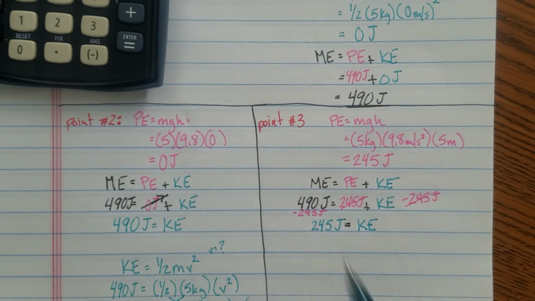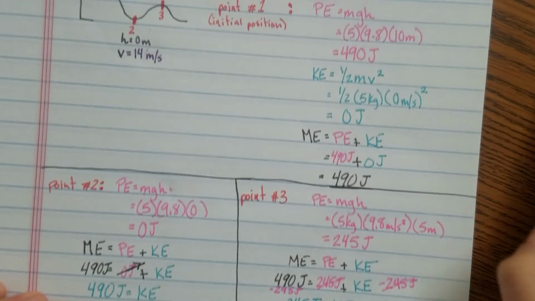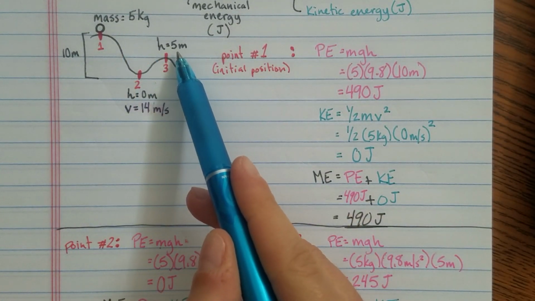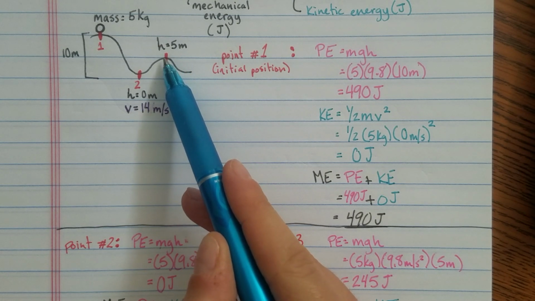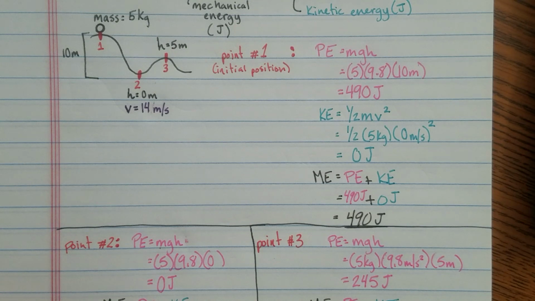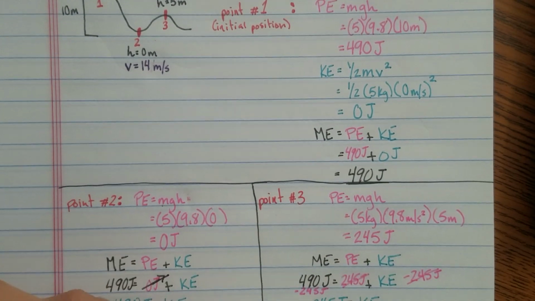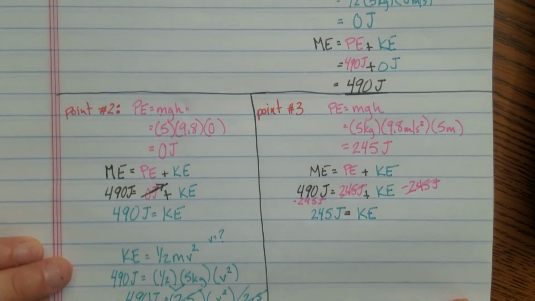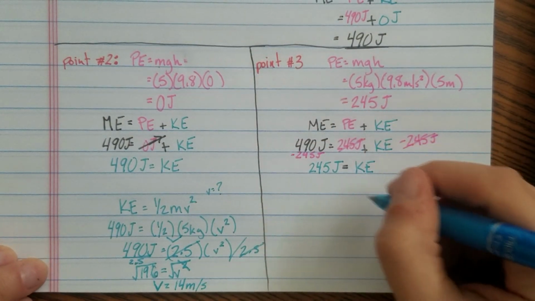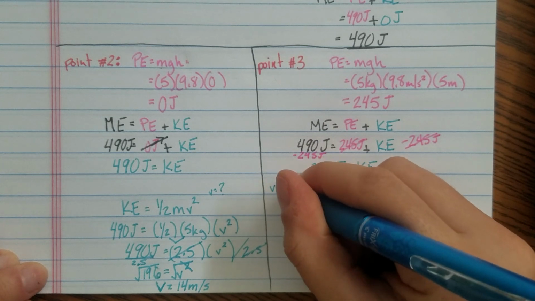Last step, I want to know how fast it's going at this point. I want you to go ahead and make a prediction. Do you think my marble would be going slower or faster here at a height of 5 meters than it was at a height of 0 meters? I'm not going to tell you yet, just make your prediction. So let's come down here and solve for velocity. So I'm looking for V.